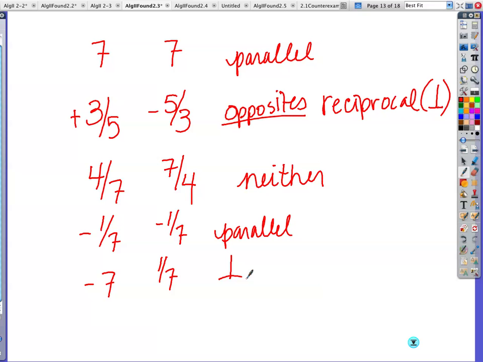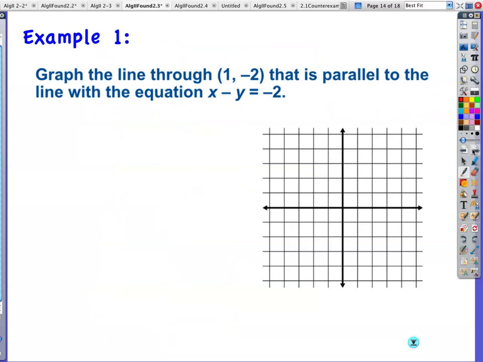And let's take 7 and -1/7. Not very creative there, but these are opposites and they are reciprocals, so they are perpendicular. All right, that kind of gives you an idea here.